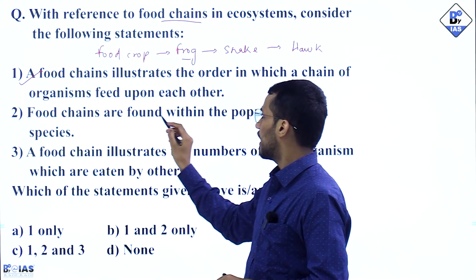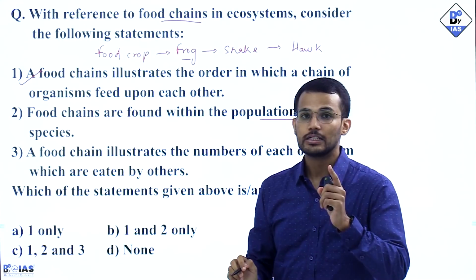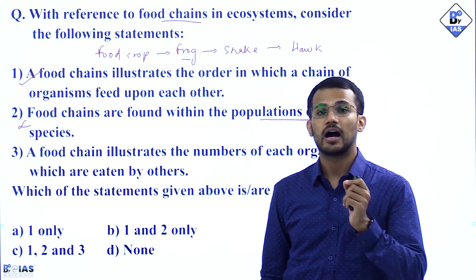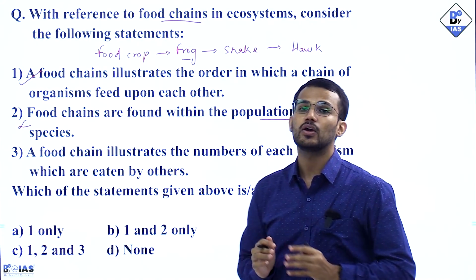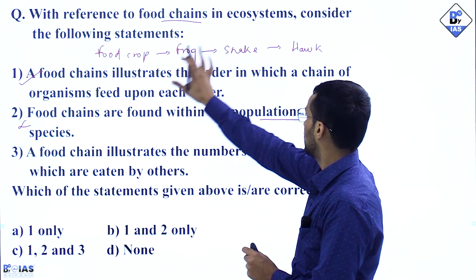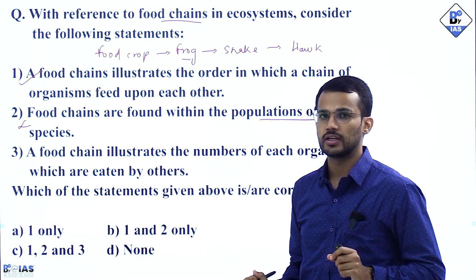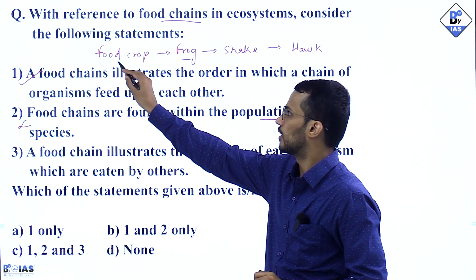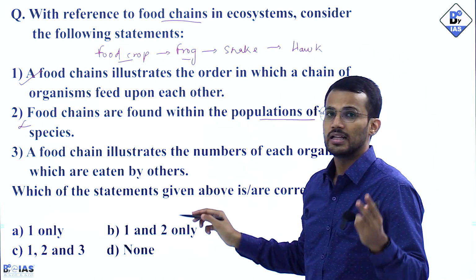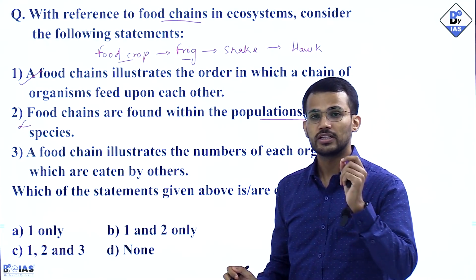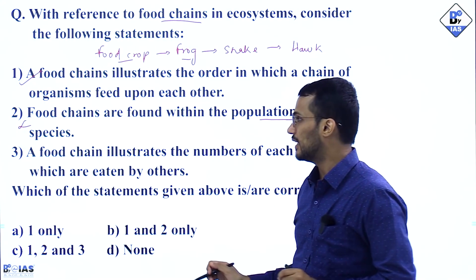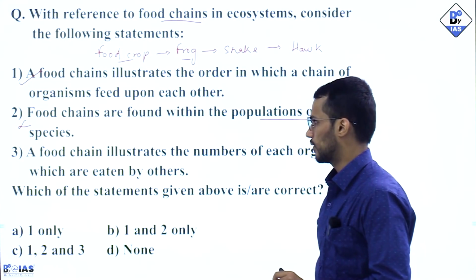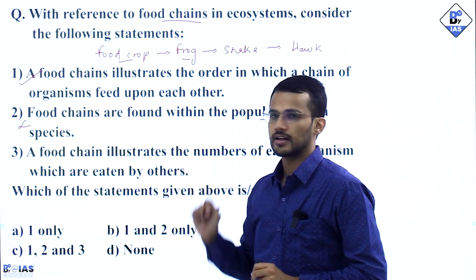Second, food chains are found within the populations of a species. This statement is incorrect because food chains are found between the community of species. Right? So this is a food chain, and in this food chain there is a community of organisms where four organisms or four species are there. First is food crop, then frog, then snake, and then hawk. So it is not amongst the population, rather it is between the community of certain species, right? And that's why the second statement is incorrect.